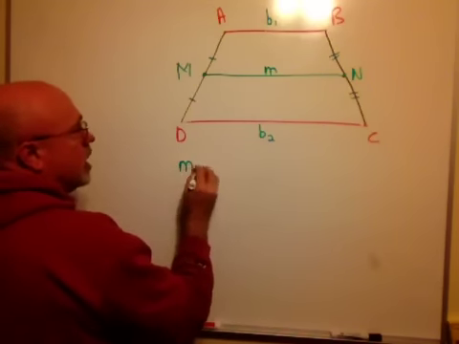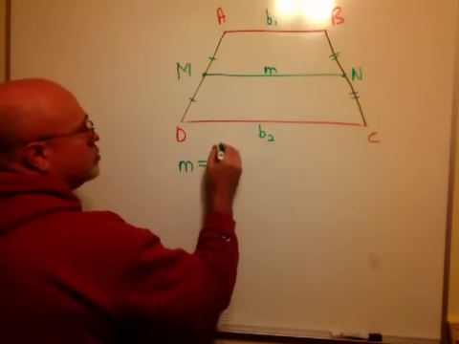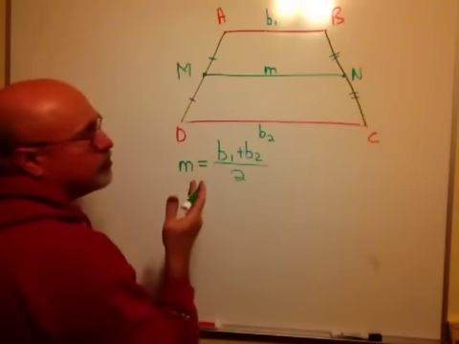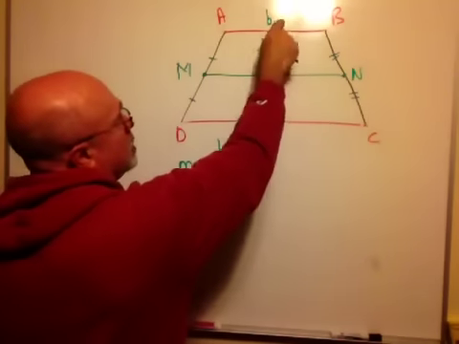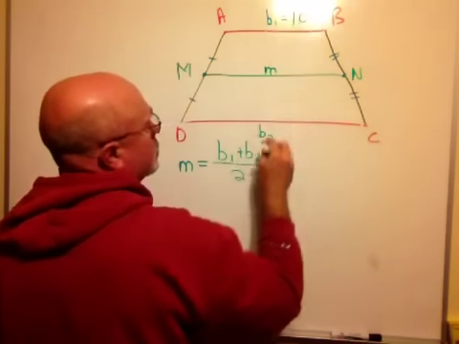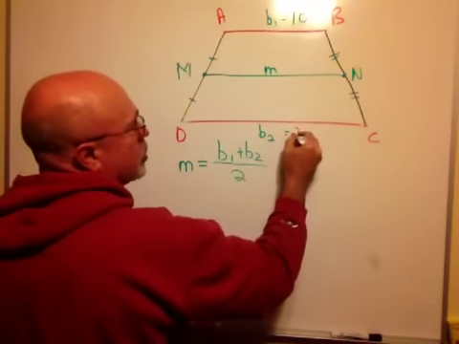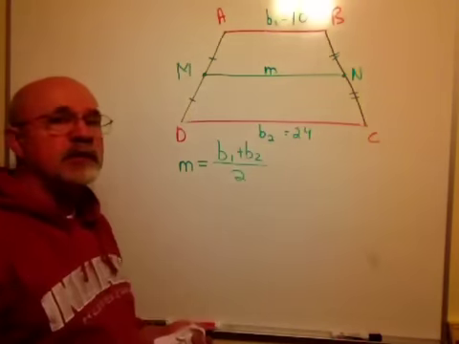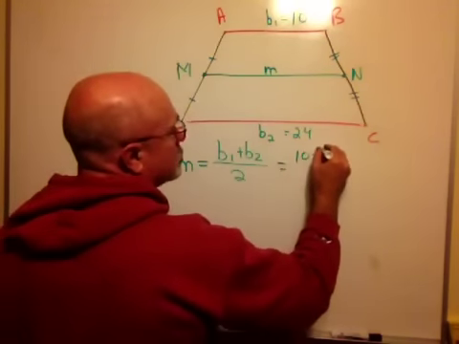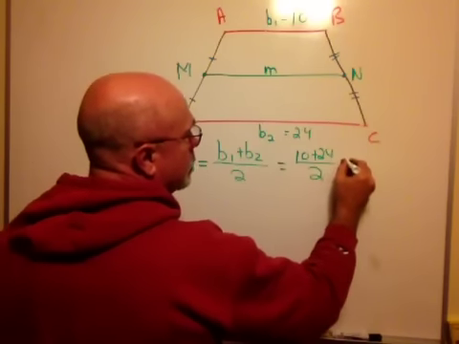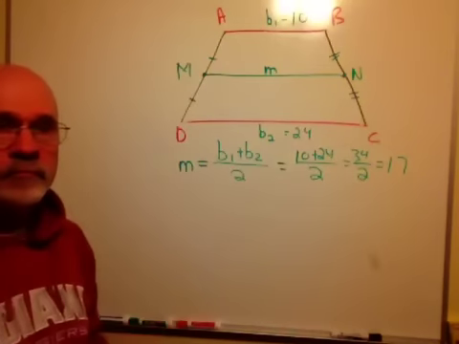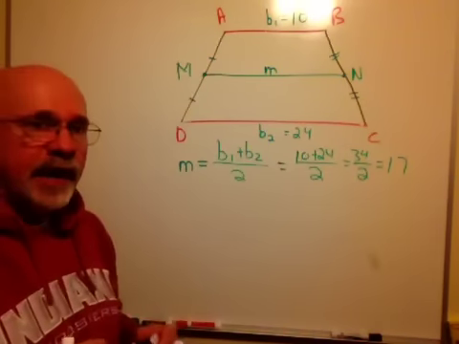So we're just going to add up the bases, B1 plus B2, and divide by 2. For example, let's suppose that base number 1, which is the length of segment AB there, is 10 and the length of base 2 is 24. And the question says find the length of the median. Well, we just average. So our median is going to be 10 plus 24 divided by 2. That's 34 over 2. It's 17. So to find the length of a median, you simply average the two bases.